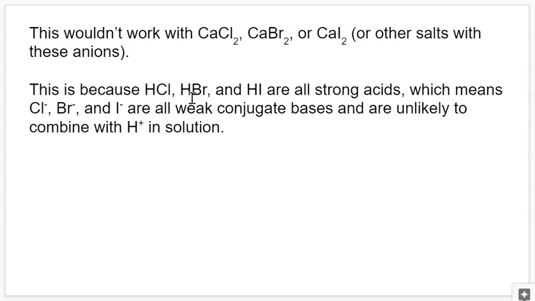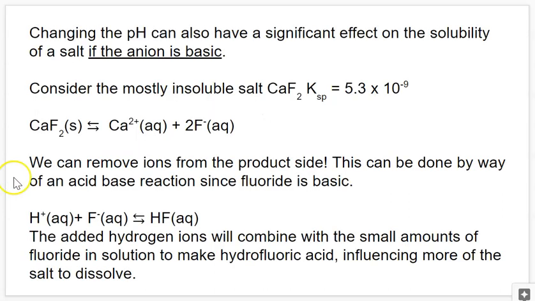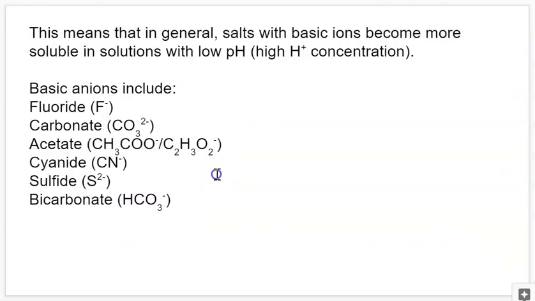But being a weak conjugate base just means that you're unlikely to combine with hydrogen ions in solution. You're unlikely to accept that hydrogen ion like the fluoride did to form hydrogen fluoride here. And in general, this means that salts with basic ions become more soluble in solutions with low pH. And low pH means high hydrogen ion concentration. And the basic anions include fluoride, which we already talked about, carbonate, acetate, cyanide, sulfide, and bicarbonate. You don't need to have this memorized, but these are likely the anions that you'll see in examples of this.